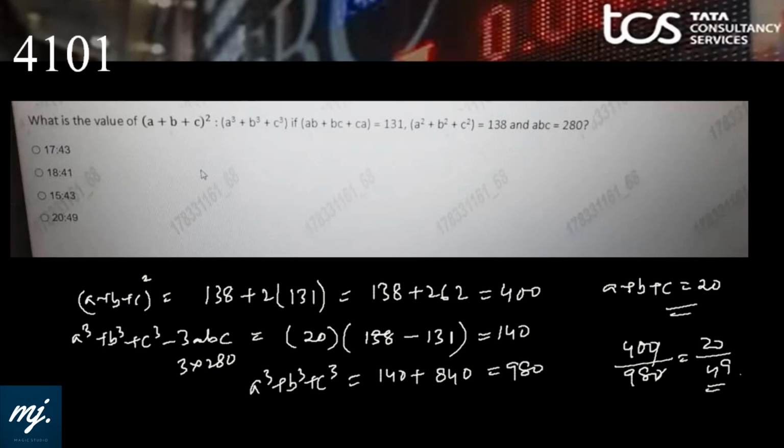But on the first instance also, when a plus b plus c whole square is 400, we can also check that only this will ever feature. 400 is not divisible by 18, neither by 15. Answer is 20 is to 49.